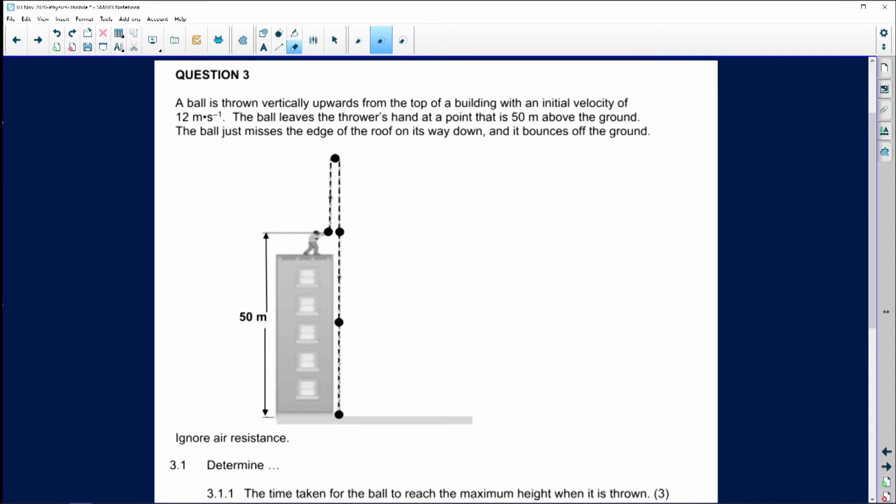So let's look at the first one. This was question 3. We're still doing the KZN 2020 prelim paper that they wrote in September. And we are told that a ball is thrown. This is one of the key words in physics.